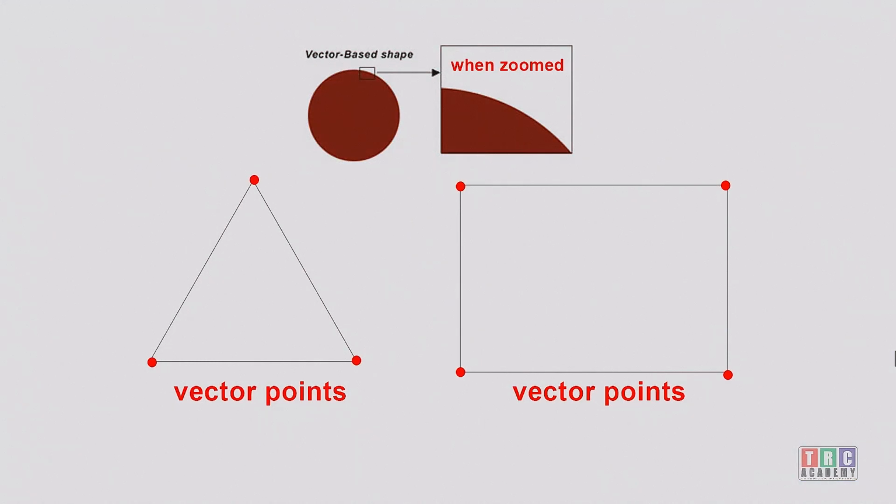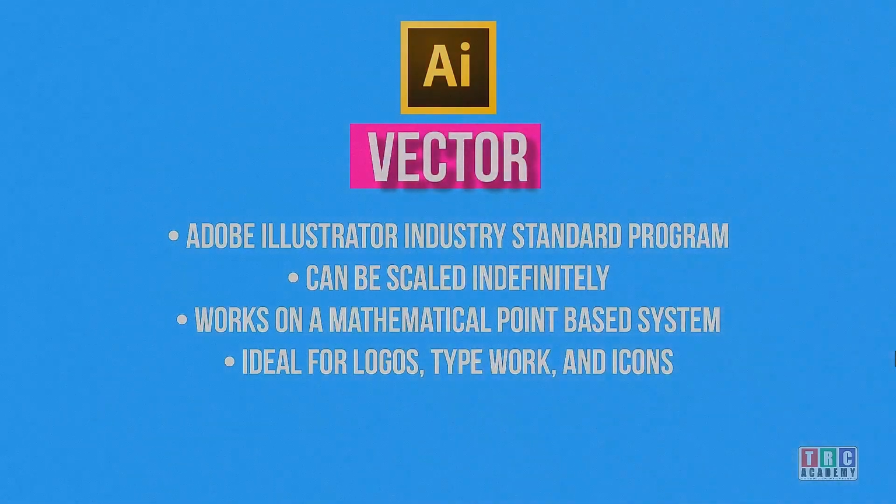Here, vector base is totally vector, meaning what? It's a mathematical calculation of points, and the points make up shapes, as you saw in the slide. It works on mathematical points and is ideal for logos, type work, and creating icons. For example, if you're going to create a visiting card, letterhead or envelope, you can use Illustrator or CorelDRAW, both are vector based.